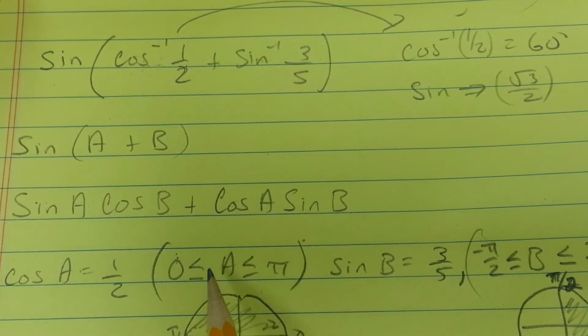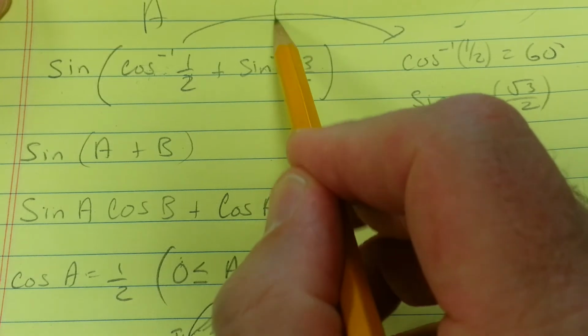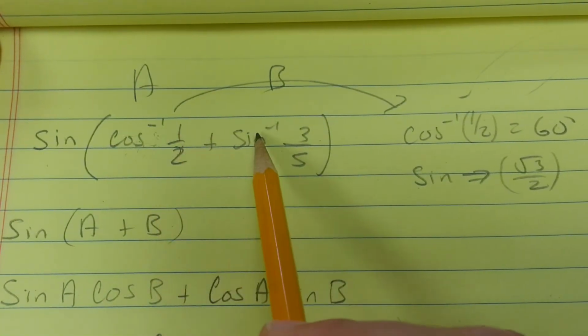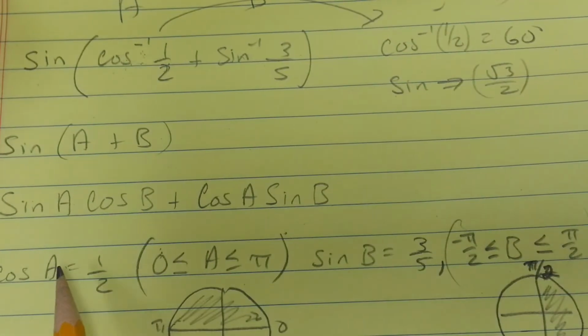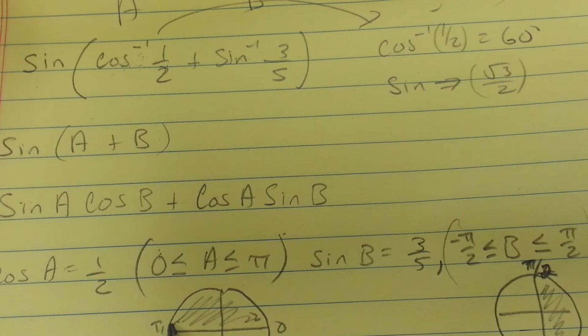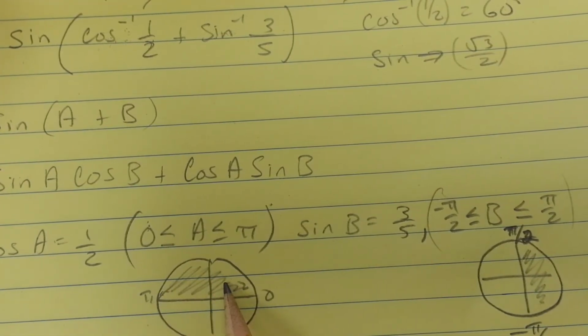Angle A is, this is going to be my A, and this is going to be B, right? Sine of A plus B, and each one of these inverses represents an angle, okay? So for this cosine A, they tell us that they want A to be less than pi but greater than 0. So in this quadrant here, okay? All right?